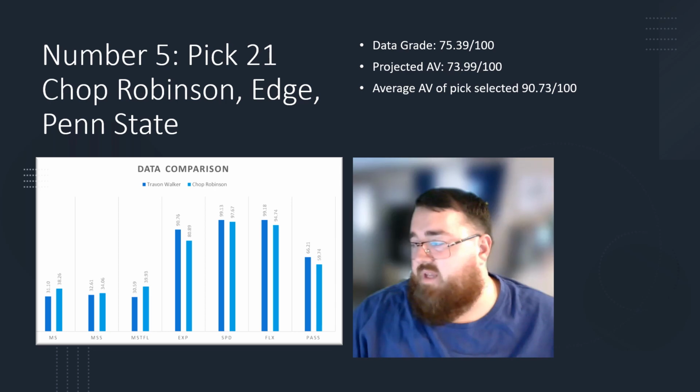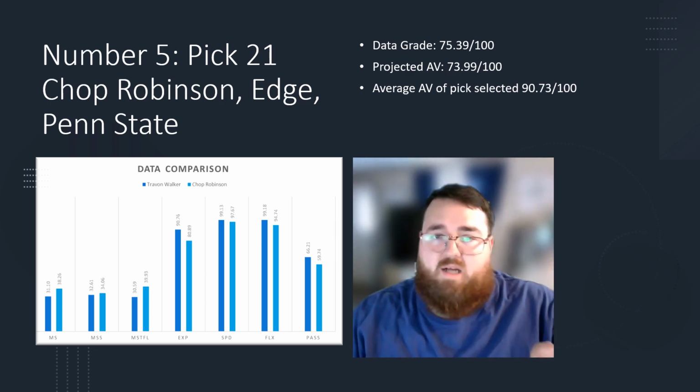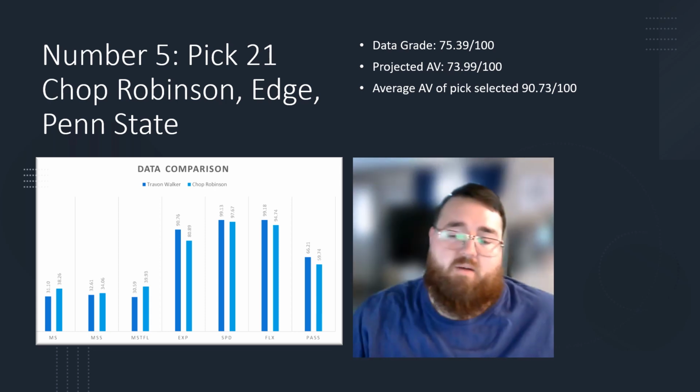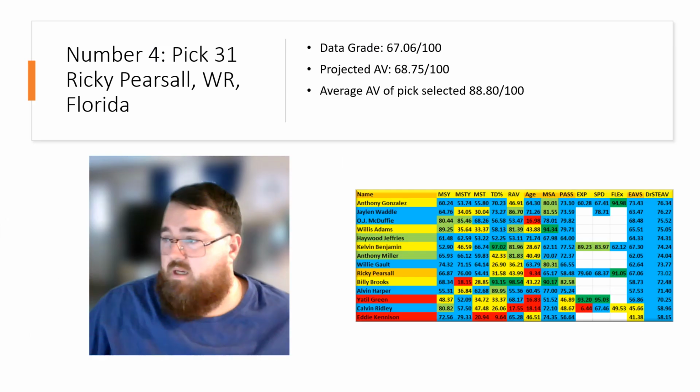And then the average AV of the pick selected for Chop Robinson was 90.73. There's a big difference between getting a player who should be a 90 percentile prospect and then ending up with a 75 percentile prospect. That's why he's number 5 on this list.